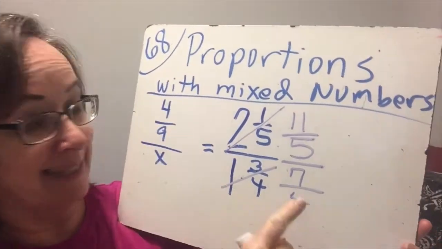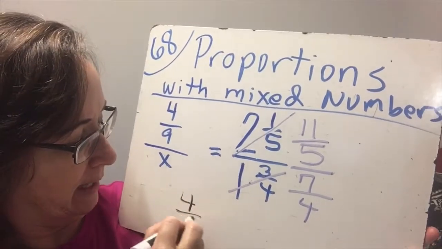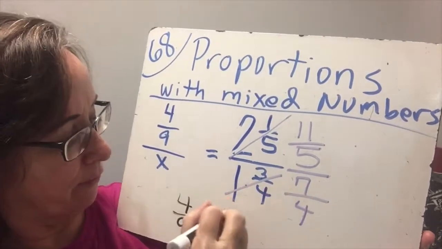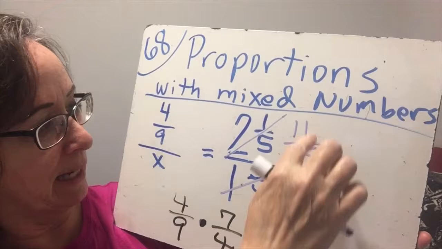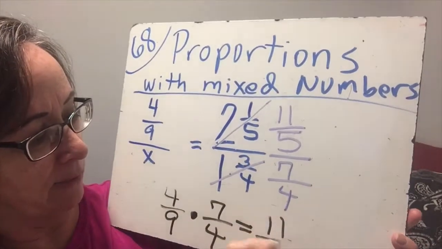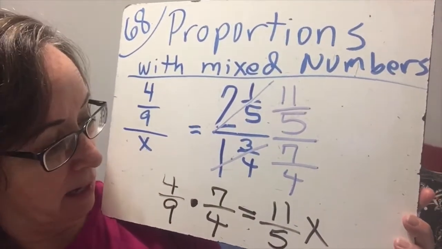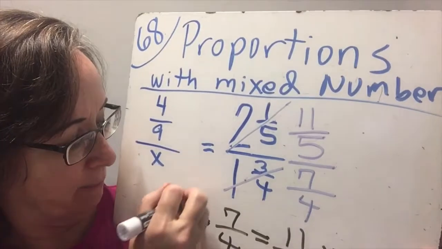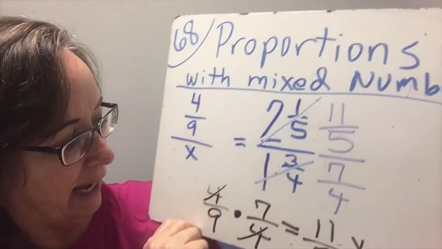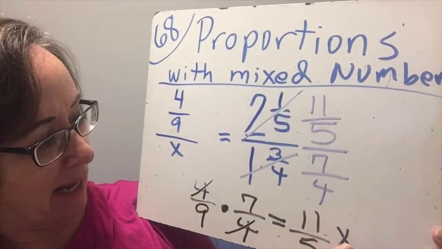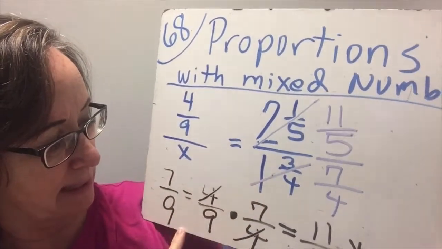So I have 4/9 times, I'm going across here, times 7/4, equals, and now I'm going to go the other way. So 11/5 times x, or 11/5 x. Now before I do anything, I'm going to simplify this a little bit. So my 4 on the top and my 4 on the bottom will cancel. And I will get that 11/5 x is 7/9, because all of this becomes 7/9.